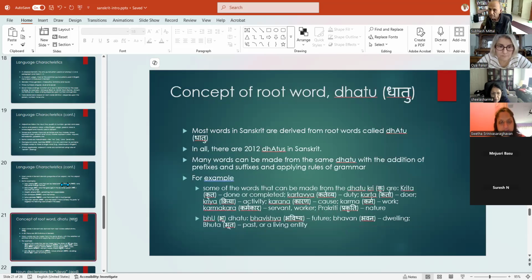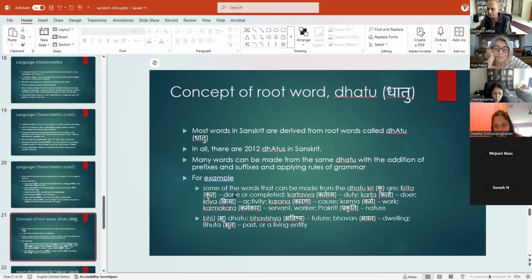All right. And then most words in Sanskrit are derived from root words. In fact, there is a total of 2012 root words in Sanskrit, dhatus they are called. All the words in Sanskrit basically are derived from these dhatus, millions and millions of words. Many words can be made from the same dhatu with the addition of prefixes and suffixes and applying the rules of grammar.